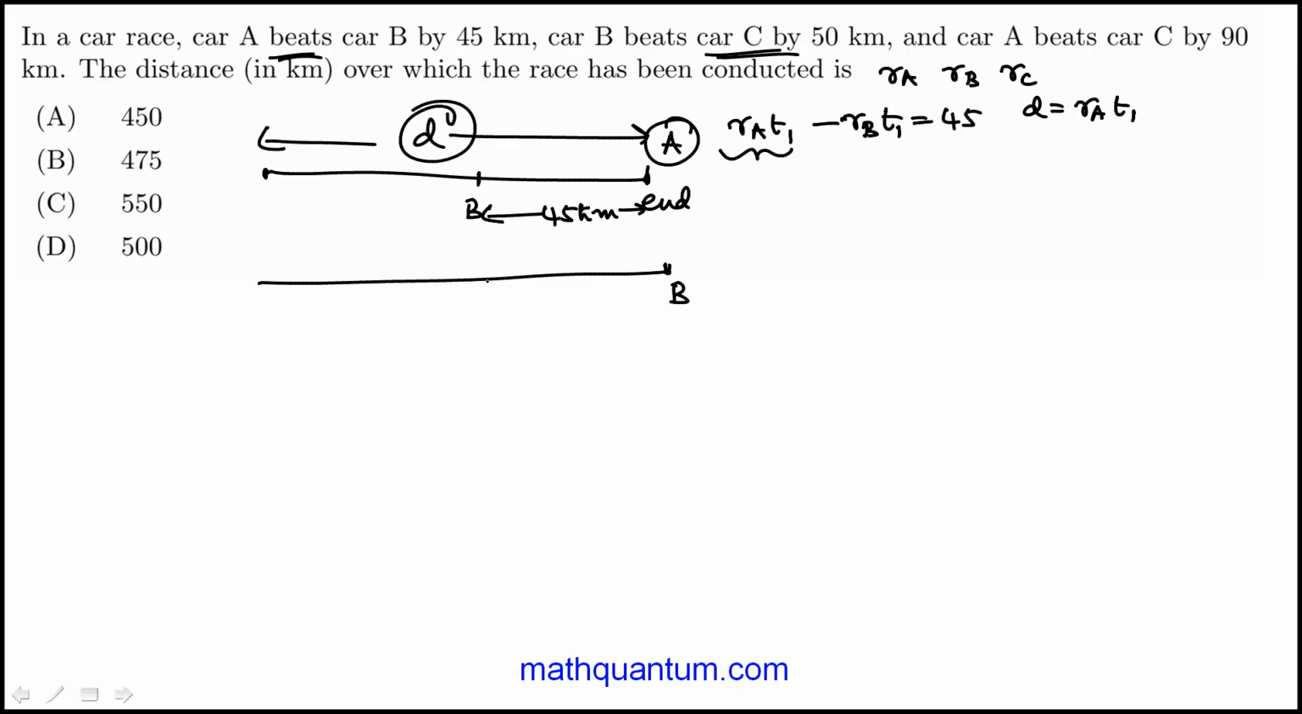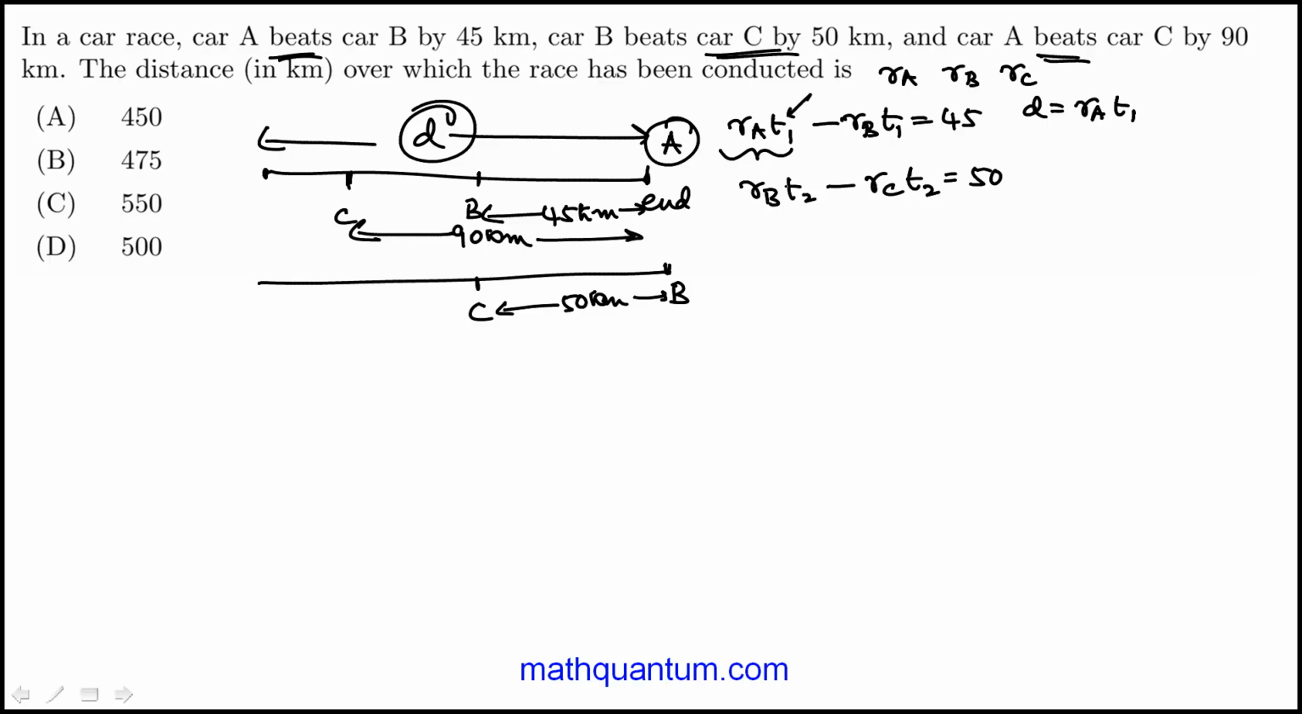When B reaches here, C is here, 50 kilometers. So we'll have a similar setup. RB, now the time will be different, minus R sub C T2, and that's 50. And then finally we also have A. That means C would be somewhere here, and that distance is 90 kilometers. And in this case, the time stays as T1 because this is the time at which A reaches the end of the race. So that would be RAT1 minus RCT1, and that's 90.